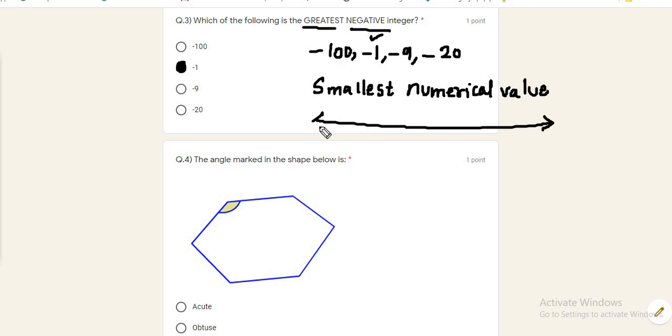Another way to verify this is to plot. -1 comes here, -9 comes here, -20 comes here, and -100 comes here. If we plot on a number line, we can see that all the numbers lie on the left side of -1. So -1 is the largest among these four integers.